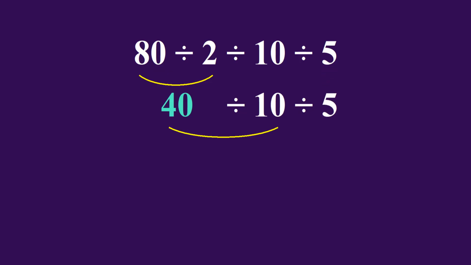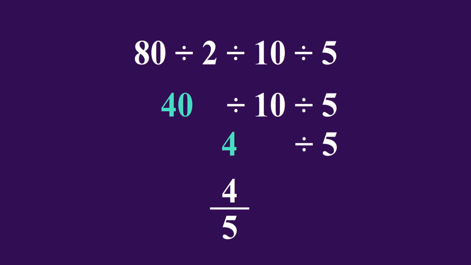And now we have to do this division. 40 divided by 10 is just 4. So 4 divided by 5 can be written as 4 over 5. This is our final answer to this problem.